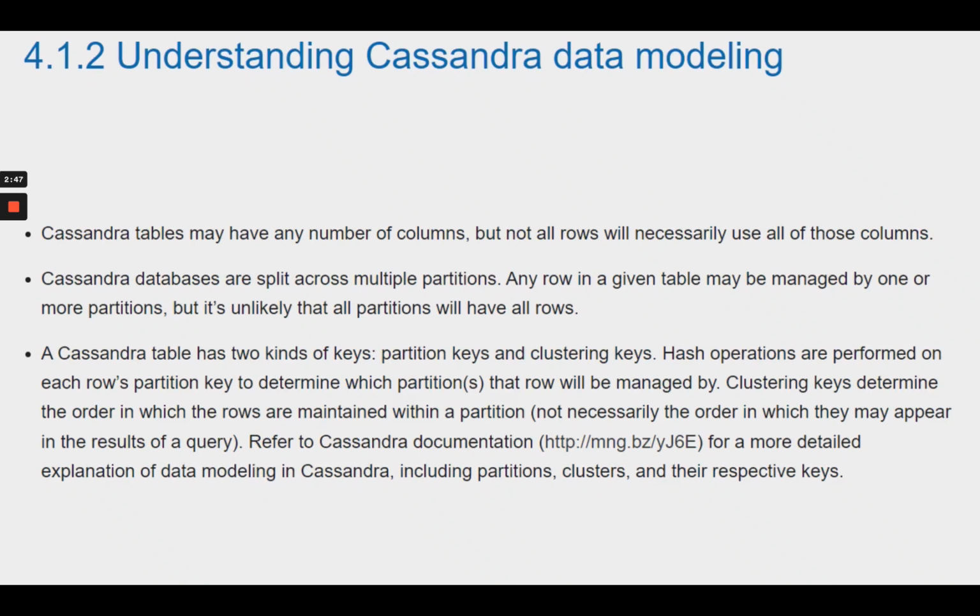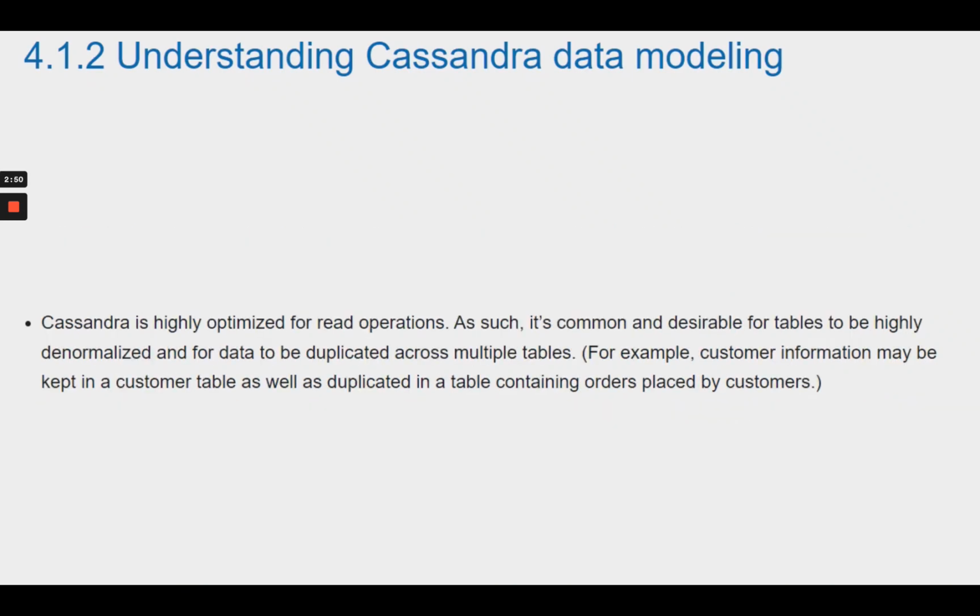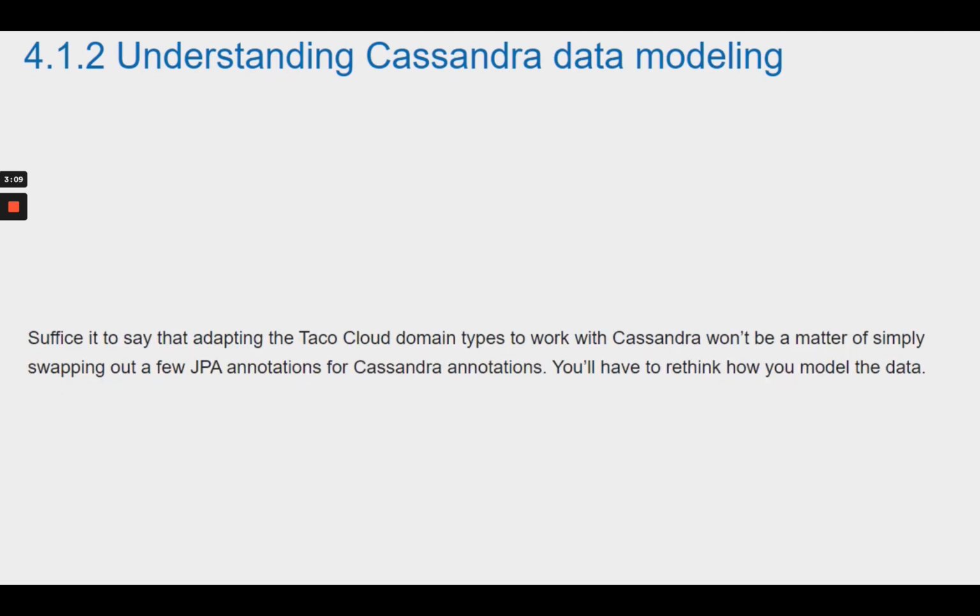Cassandra is highly optimized for read operations. As such, it's common and desirable for tables to be highly denormalized and for data to be duplicated across multiple tables. For example, customer information may be kept in a customer table, as well as duplicated in a table containing orders placed by customers. Suffice it to say that adapting the Taco Cloud domain types to work with Cassandra won't be a matter of simply swapping out a few JPA annotations for Cassandra annotations. You'll have to rethink how you modeled the data.